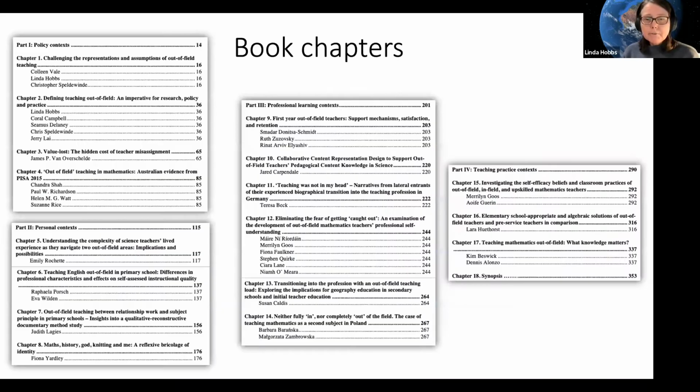So these are the different parts and the chapters, and I've kept the authors there so you can have a look. It's got representation across, I think, 6 different countries. I don't really want to go through all of them, but they're there for you to look at in your own time. You have the PowerPoint there.